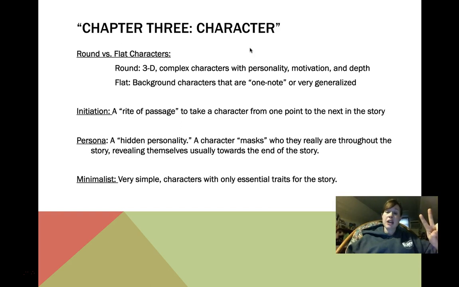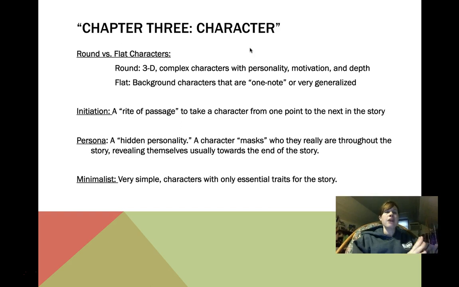There are two types of characters that our story talks about, and character in our book starts on page 90. The two types of characters are round and flat. Round characters are exactly as they sound. They are three-dimensional. They have complexity. They have personality. They have motivation. They have depth to them. We know what they look like. We can envision in our heads what they sound like through their dialogue. We know so much about them that they seem like they could be real.